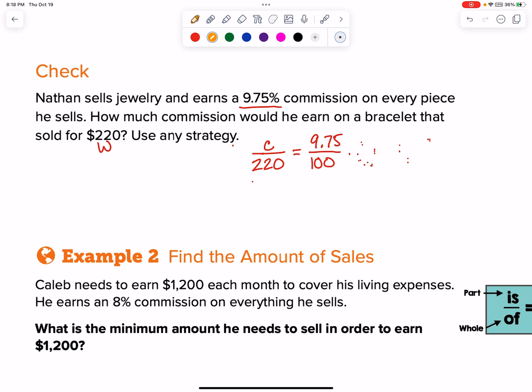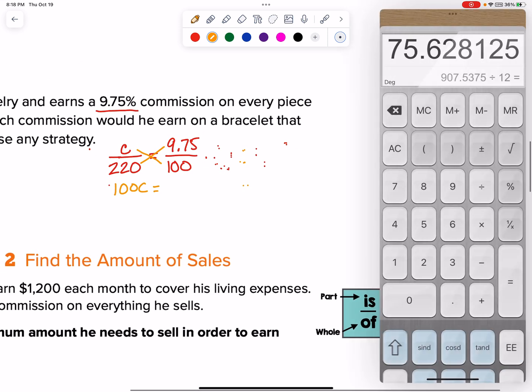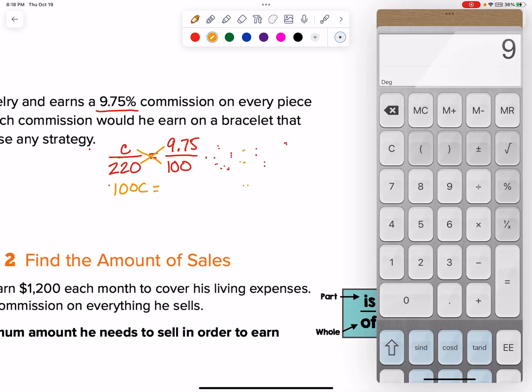Well, there's a couple ways, but I'm just going to stick with our very comfortable method of cross multiplying, so you get really good at that. And then we can go ahead and multiply this out here. So we have 9.75 times 220, and we have 2,145. How do we get C by itself? Divide 100 to both sides, cross that out.